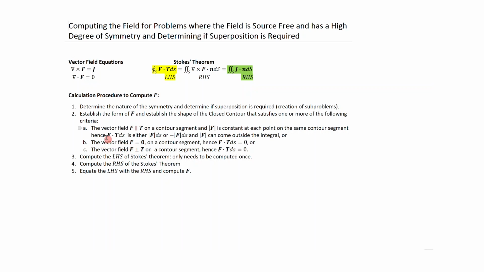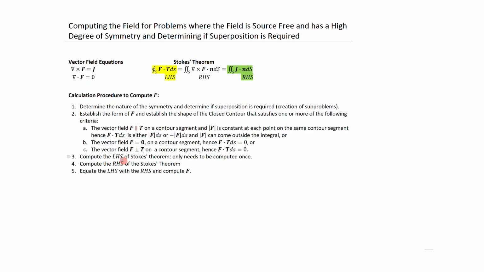Hence, the dot product between the field and the differential tangent vector is either the magnitude f ds or minus the magnitude f ds. And as a result, f can come outside the integral. Or we could have that the vector field f equals 0 on a contour segment, hence f dot ds equals 0. Or thirdly, the vector field f is perpendicular to a tangent vector on a contour segment, hence the dot product is equal to 0.